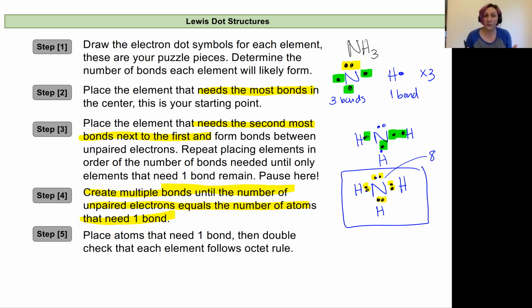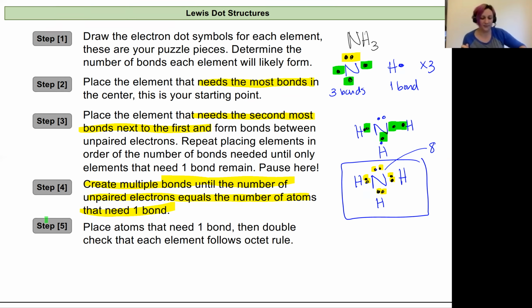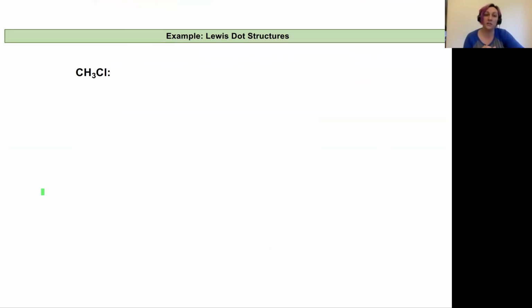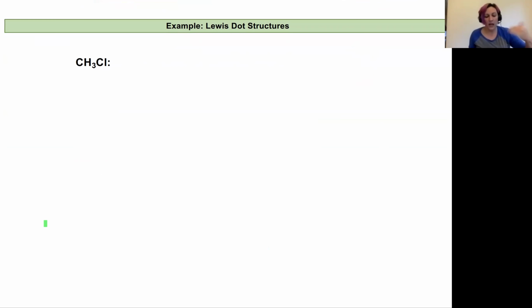So I'm going to walk through another couple examples of this. I'm going to do one that involves just single bonds, and then I'm going to go ahead and do one that involves multiple bonds. All right, so here is chloromethane. That's not the right name. Sorry, it's escaping me. CH3Cl.